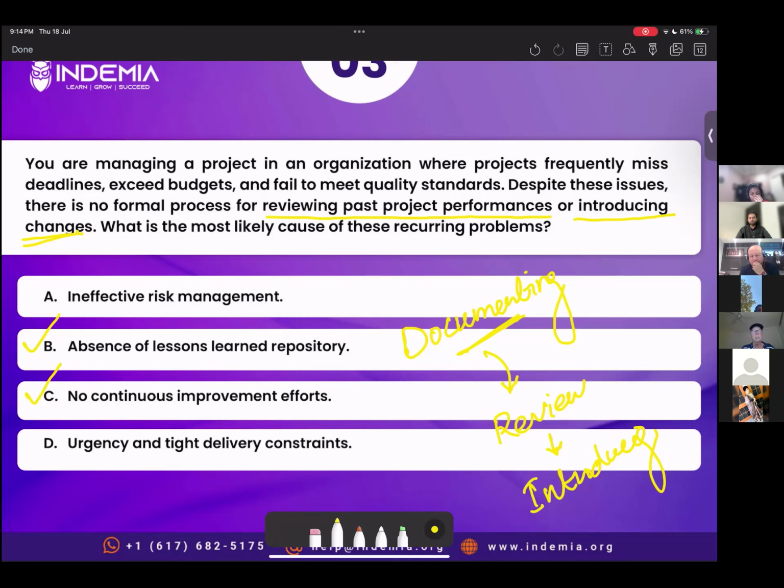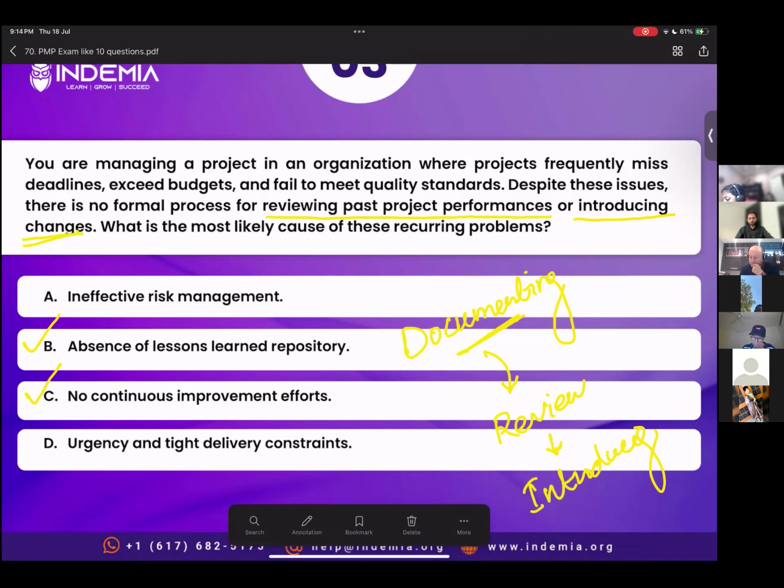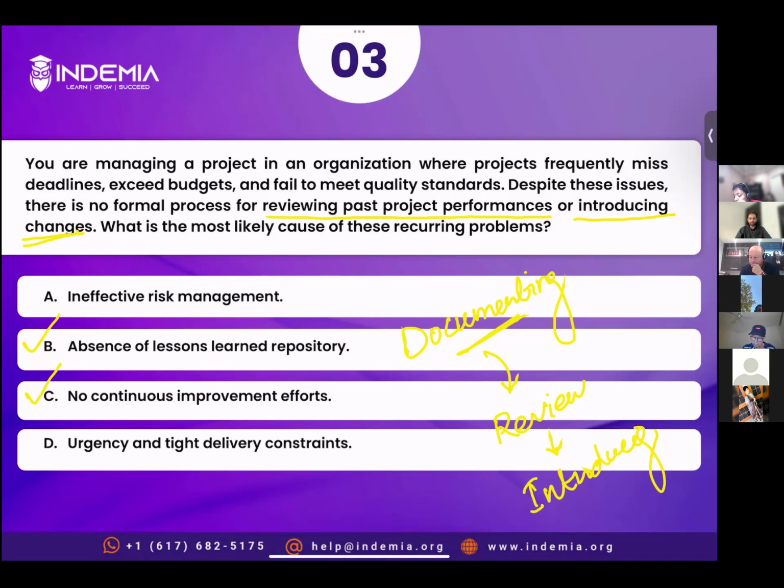So it is more than just having a lessons learned repository. With a lessons learned repository, you're documenting, but you're not doing anything on top of that. With continuous improvement efforts, you are documenting lessons learned, you are learning from the past, and you are introducing improvement efforts. So the comprehensive answer is option C. All other options are incorrect. Let's read the explanation.